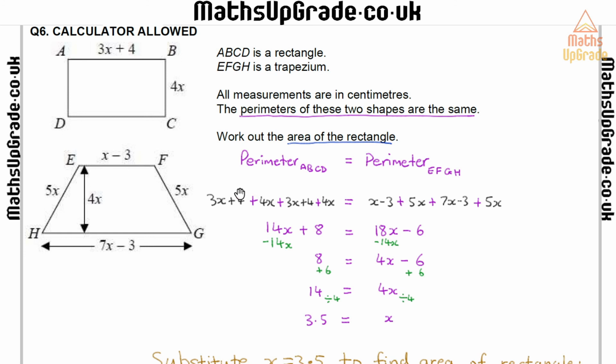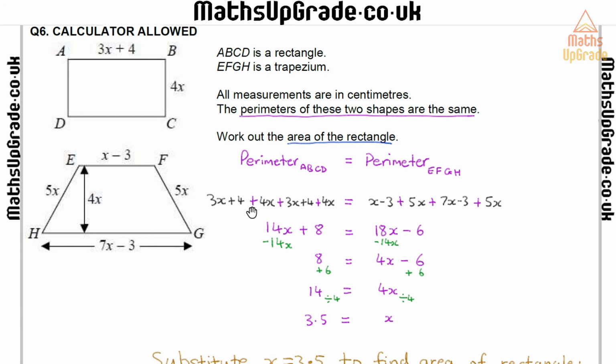So the perimeters are equal. That means the distance all around ABCD is going to be 3x plus 4, add 4x, add 3x plus 4, add 4x. And the perimeter of EFGH is going to be x minus 3, add 5x, add 7x minus 3, add 5x. I don't need this perpendicular height for the perimeter, so I don't need this 4x. That's not part of the perimeter. So if I equate those two, I get this line here.